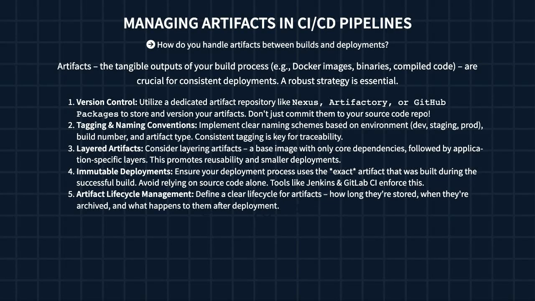Okay, let's talk about artifacts. Think of these as the packaged results of your build process, things like Docker images or compiled code. It's really important that we manage these well between our builds and deployments to ensure consistency. We use dedicated repositories like Nexus or Artifactory for this, and a good naming convention is essential, something clear that tells us exactly what it is and where it came from. Layered artifacts can also help make things more reusable, while immutable deployments mean we're always deploying the exact artifact built during the successful build process.